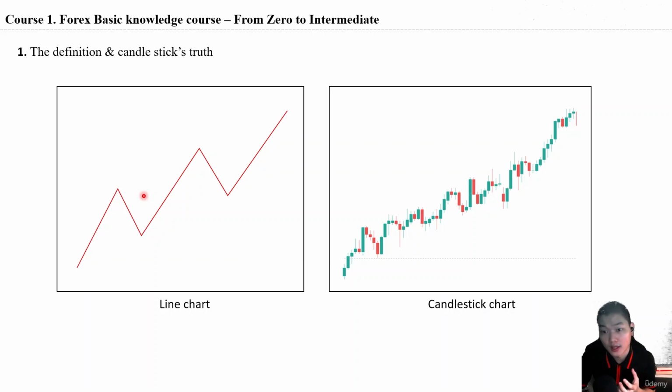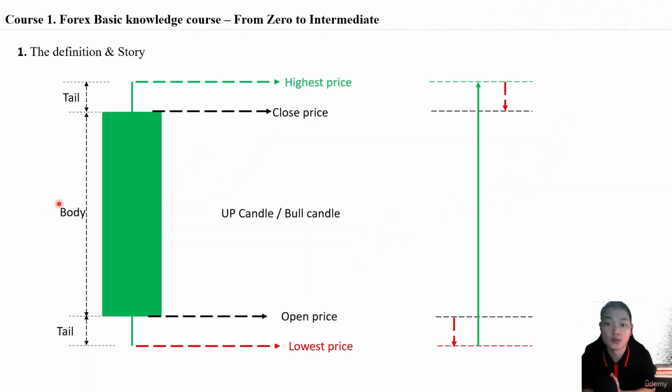And what is a story? Let's see what one candle can tell you first. So here is one candle. Normally in the market, we have two types of candle: the up candle and the down candle. And one more, which is not up or down, it's just sideways. Now this is the up candle. You also call it the bull candle.